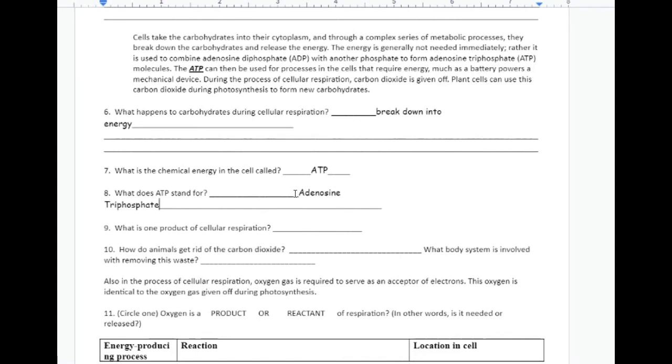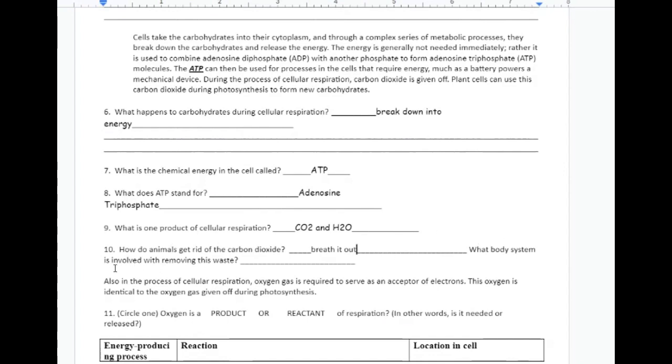Okay, it's fine. What is the product of cellular respiration? Well, what happens? We get CO2 and H2O, water. Animals get rid of the carbon dioxide. Breathe it out. I put breathe it out, but it should be respirated out, because not all, like fish, is an animal.